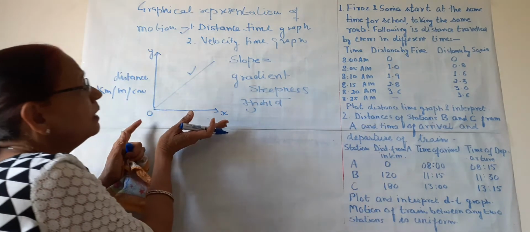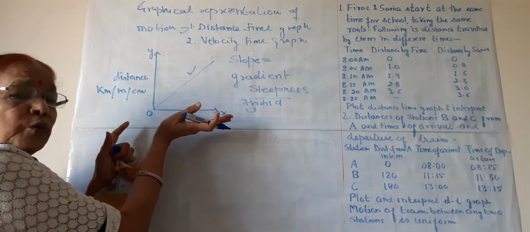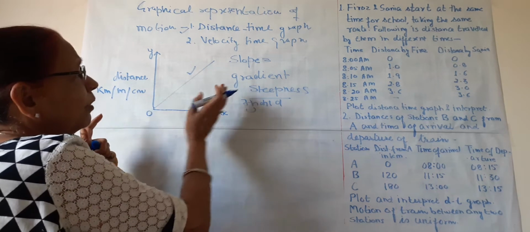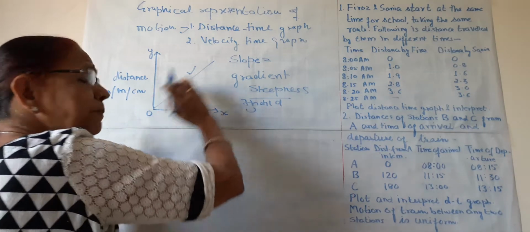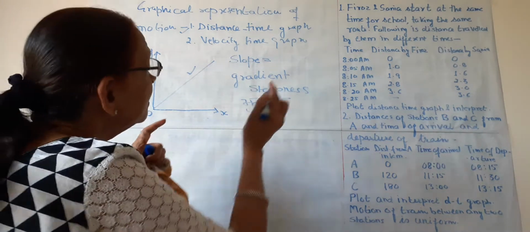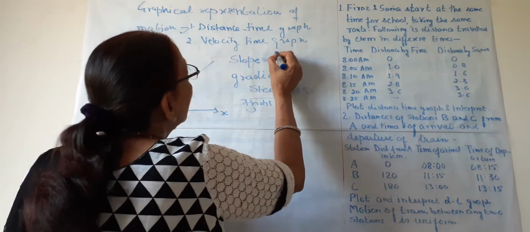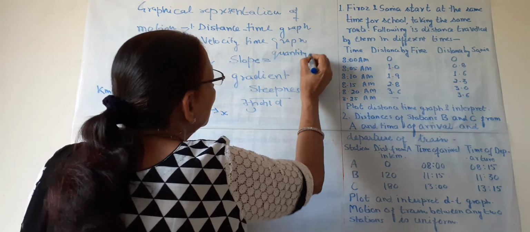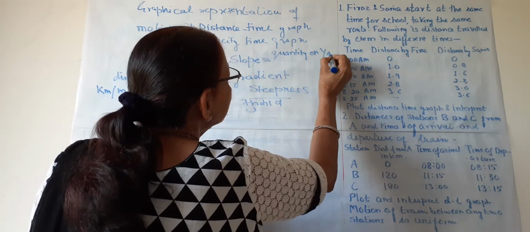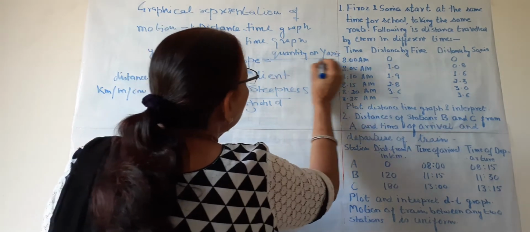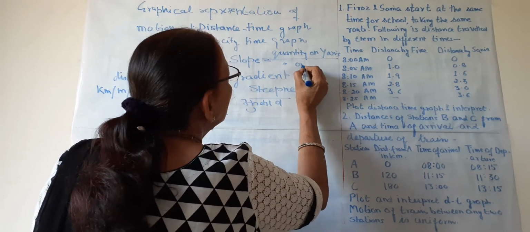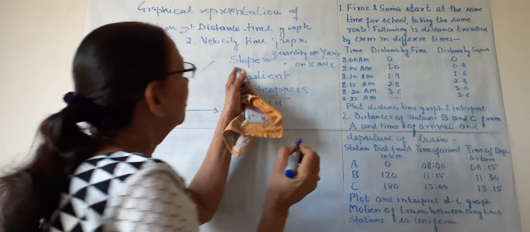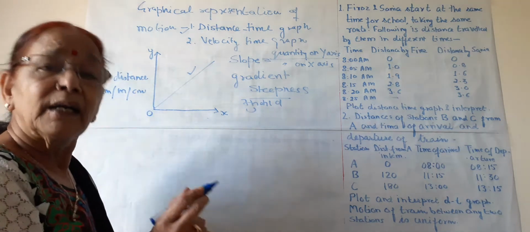If it is bending towards the x-axis, the slope of the graph, or the gradient or steepness of this graph line, is equal to quantity on y-axis upon quantity on x-axis. So this is the formula for slope of the graph.